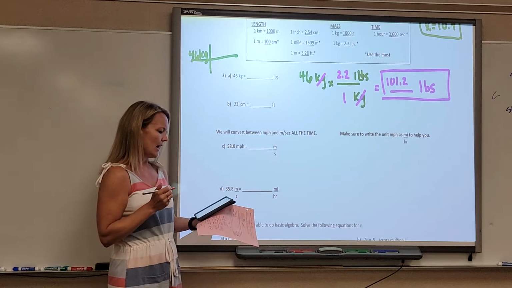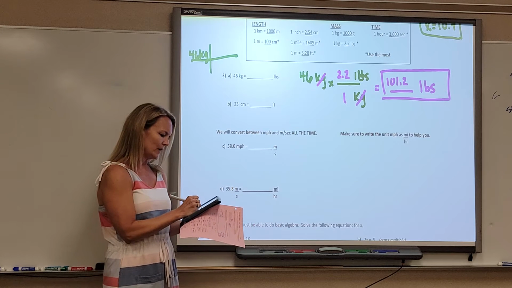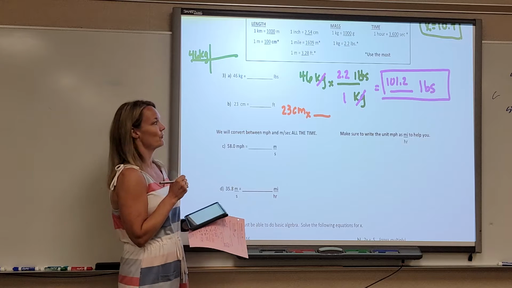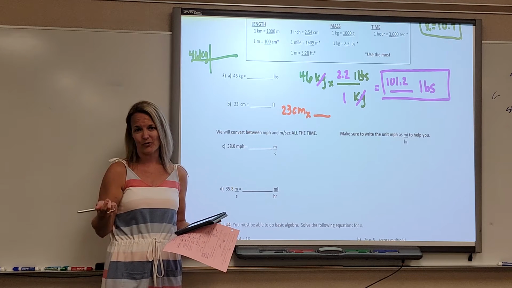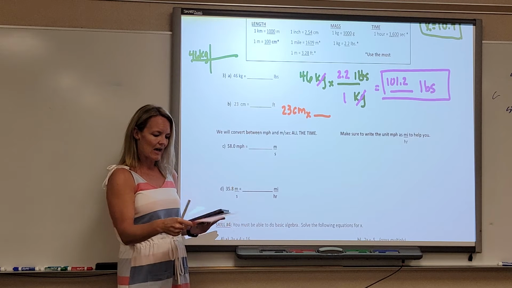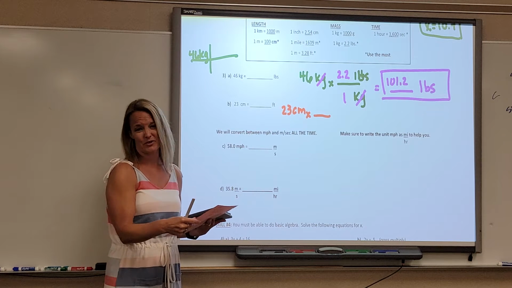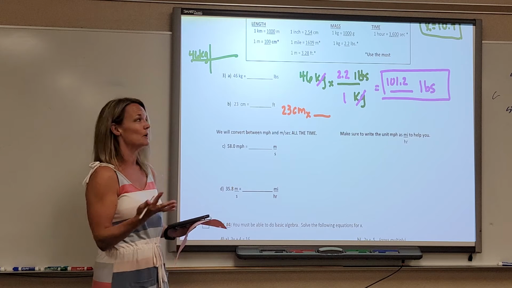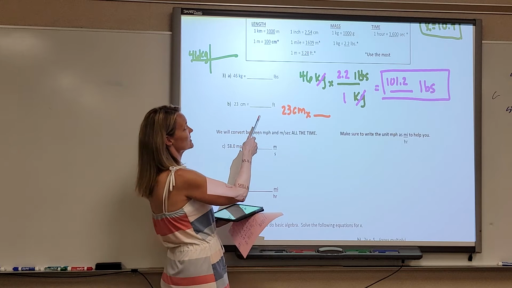All right, if you look at the second one, I have 23 centimeters, and I want to change it into feet. Okay, I don't know how many centimeters are in a foot, but I do know how many inches are in a foot, and I know how many centimeters are in a meter, and I know how many meters are in a foot. So there's 2 different ways to do it. I'm going to use the way that kind of gets us into the metric system. Okay, so I'm going to start here.